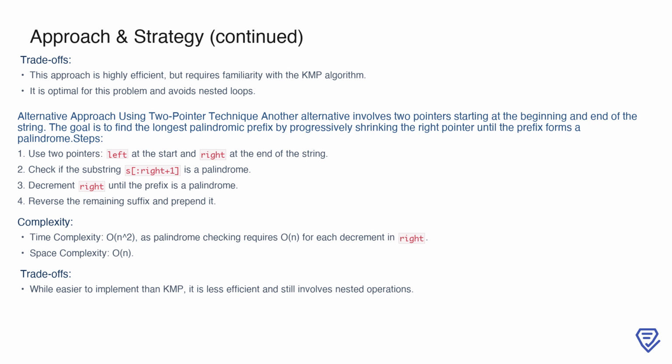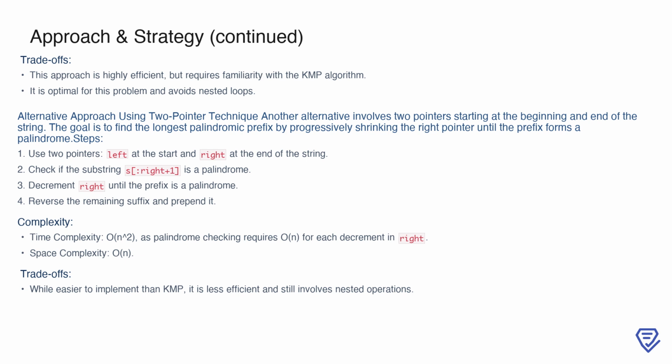Alternatively, a simpler method involves using a two-pointer technique. Here, one pointer starts at the beginning and the other at the end of the string. The aim is to find the longest palindromic prefix by shrinking the right pointer until the prefix forms a palindrome. Once identified, the remaining portion of the string is reversed and prepended.